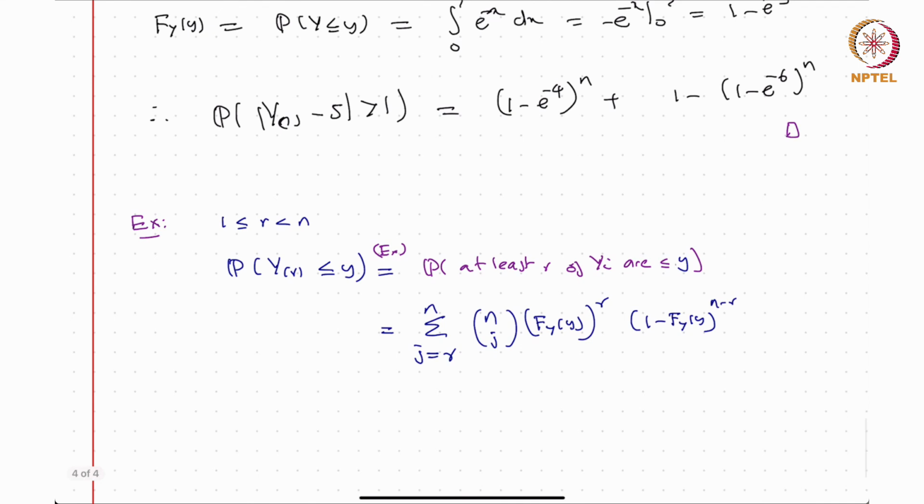This is something you can check. It's not that hard to do. If you're having difficulty, this is done in section 8.1.1 of my book. It's a nice exercise to try. The rth order statistic also gives the same answer. Okay, thank you.